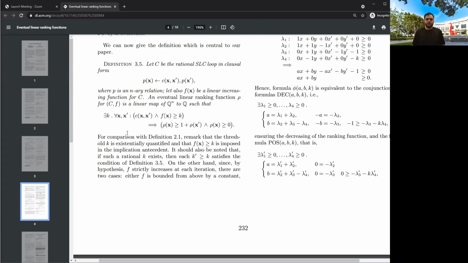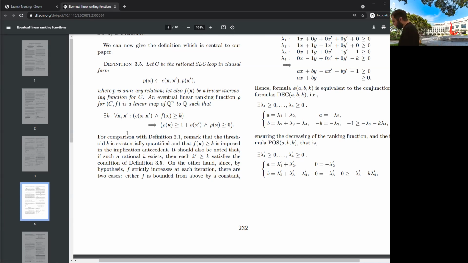So what does this mean? This means that I'm running my loop, and at the beginning, I have this function f, and in every iteration, I'm just increasing the value of f. But at some point, the value of f would get greater than or equal to k. And when that happens, then from that point onwards, the other function rho is a ranking function. And it proves the termination of the loop.